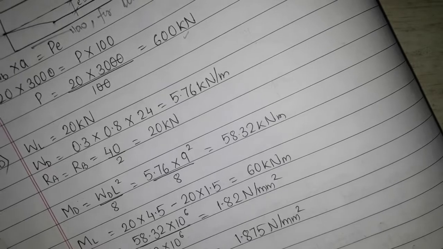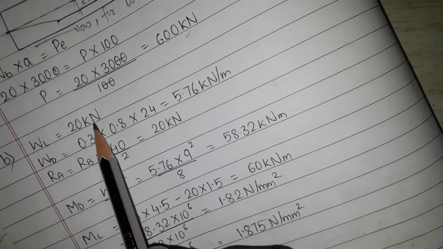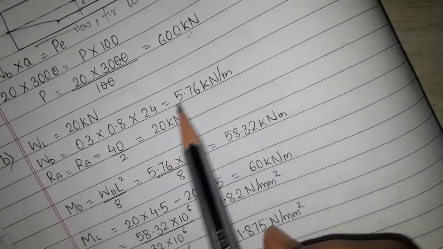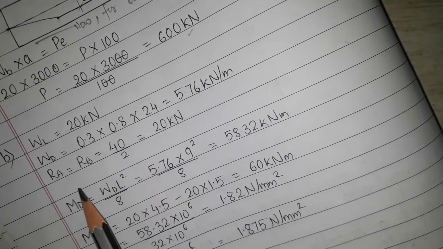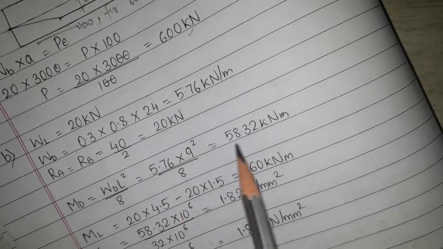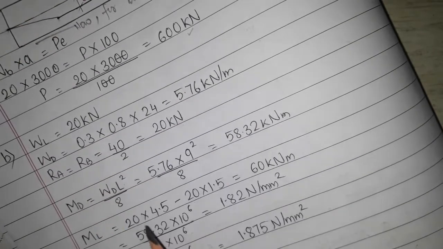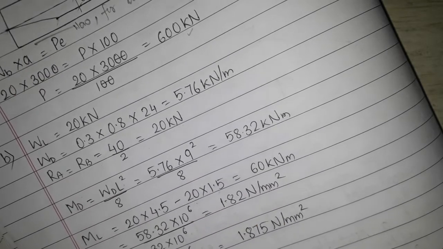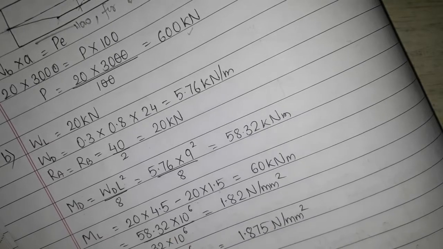After that we got the second condition, that the WL is 20 kilonewton again. So here you have to consider the self weight WD. In the first case we don't have to consider that, but in the second case we have to consider it. Then RA, RB we got this. Then MD is equal to WD L square by 8, and ML is equal to, again taking moment about this point, 20 into 4.5 minus 20 into 1.5, we got 60 kilonewton meter. So MD by Z, we got ML by Z.